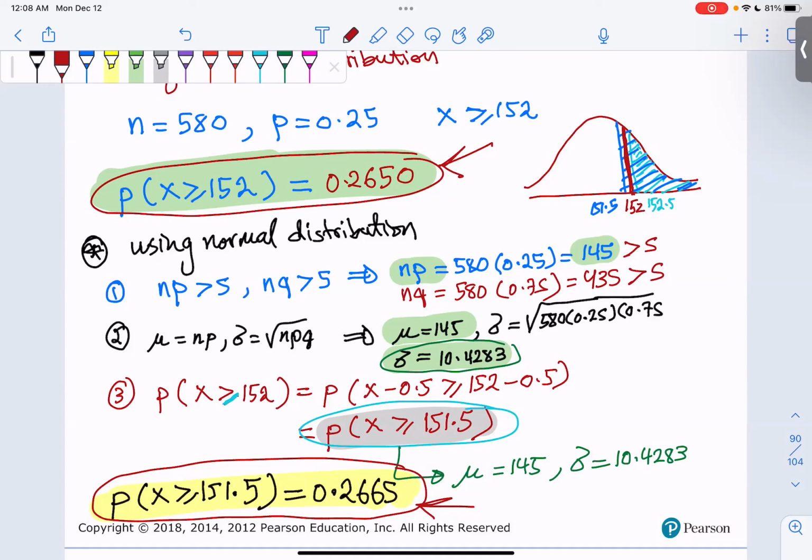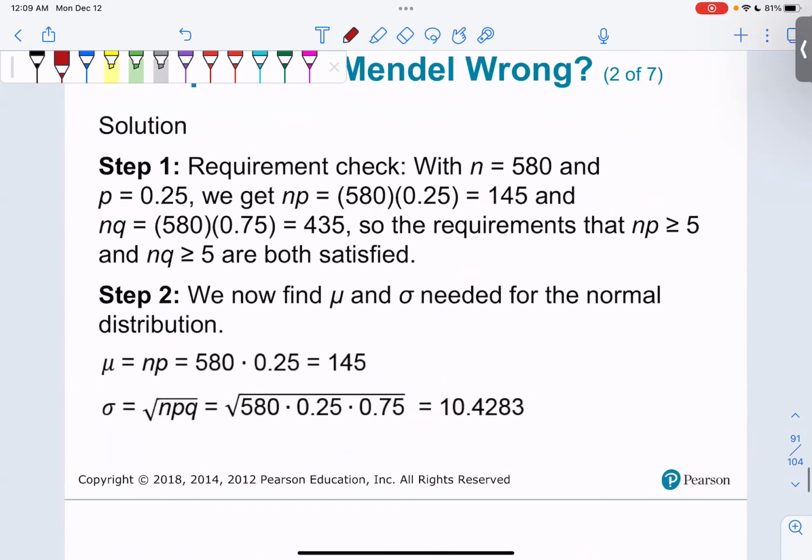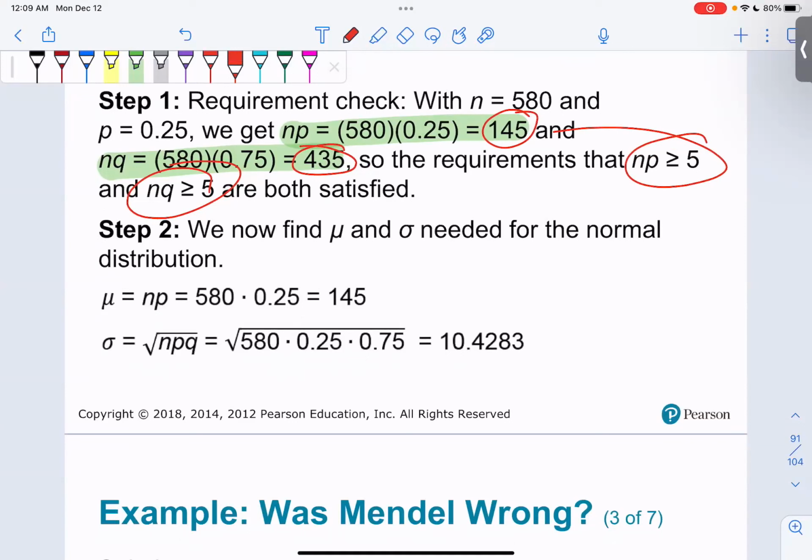0.2650 and here 0.2665. They are very close to each other. So here are the steps. The requirement, we did say, is that we must have np and nq greater than or equal to 5. So this value and this value, both of them are greater than 5, right? So this is valid. And then the next one, we find mu and sigma needed for the normal distribution.